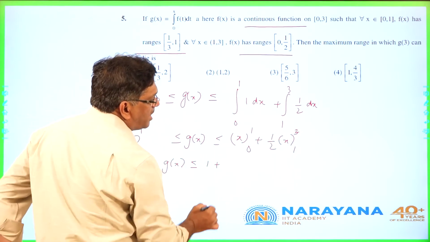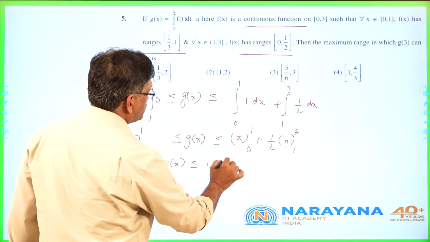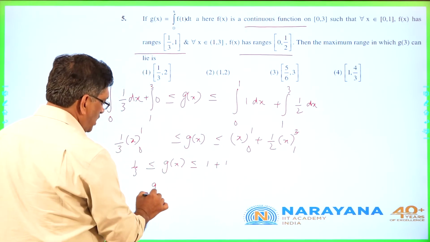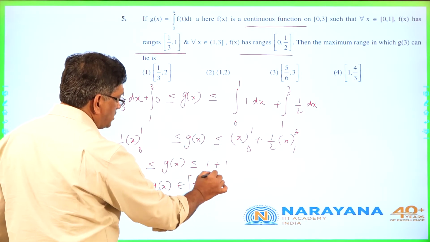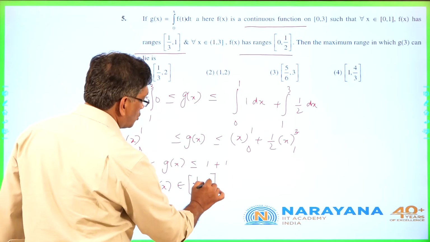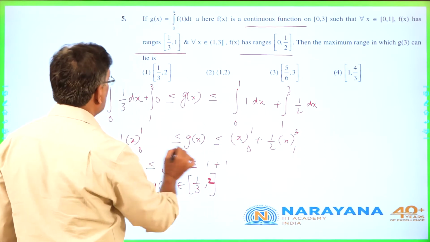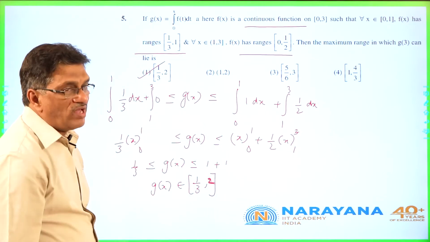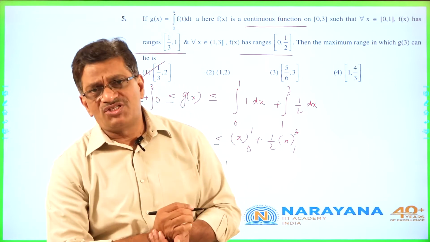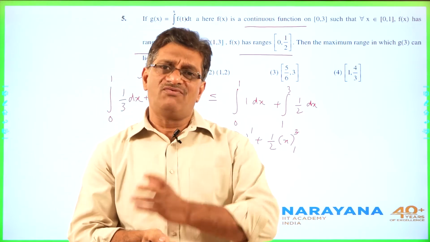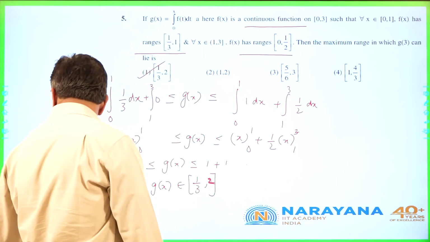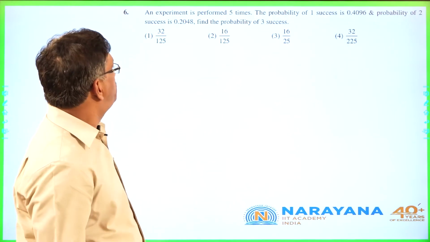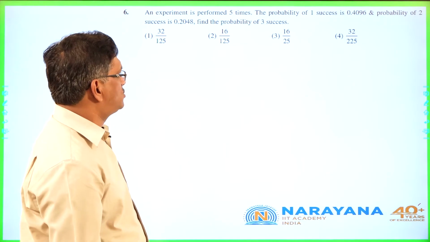This is 3 minus 1, 2, that is nothing but 1. So g of x belongs to 1 by 3 to, this is 2, not 1, it is 2, 1 plus 1. Okay. So whenever he states it is a continuous function, then generally it lies between, that is like the sandwich theorem. Okay. Next, an experiment is performed 5 times.